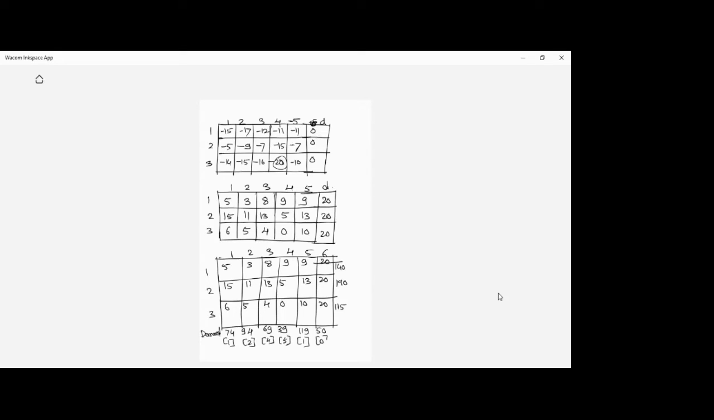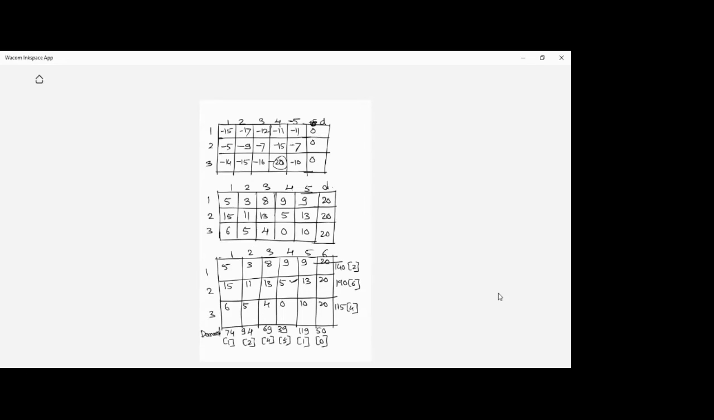Here it is 0. For row 1, we have 5 minus 3, that is 2. For row 2, we have 5, and then the larger number than 5 is 11, so 11 minus 5 is 6. And then for row number 3, it has 5, so 4 minus 0 is 4. Right. So the larger penalty is 6, and we can do allocation in this particular cell.